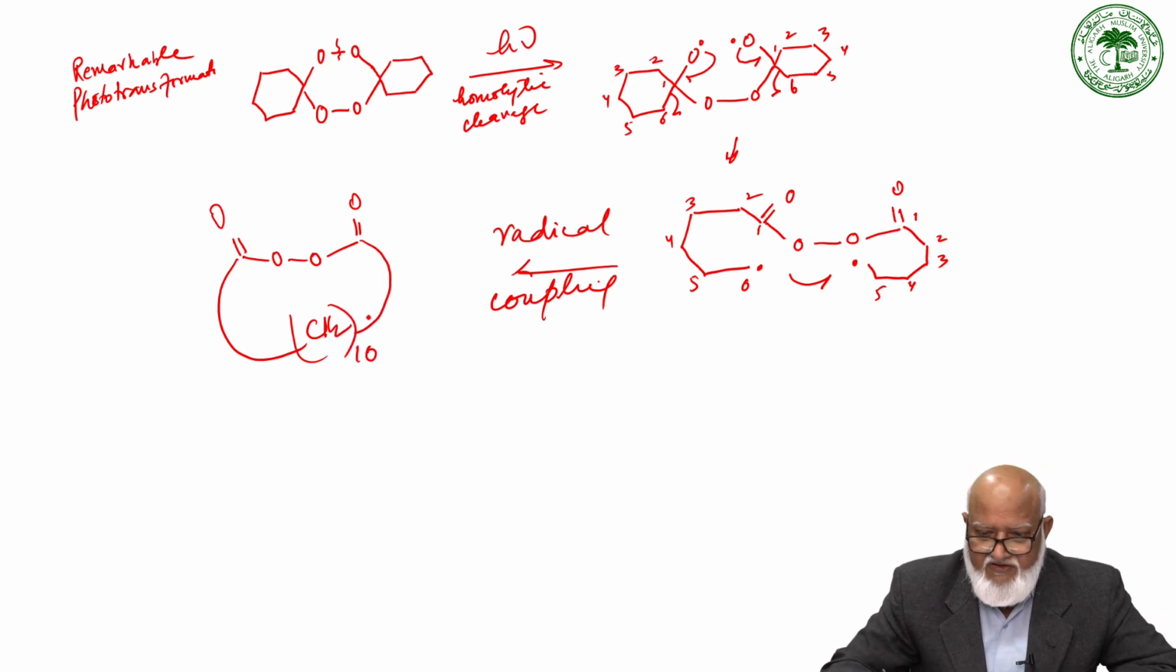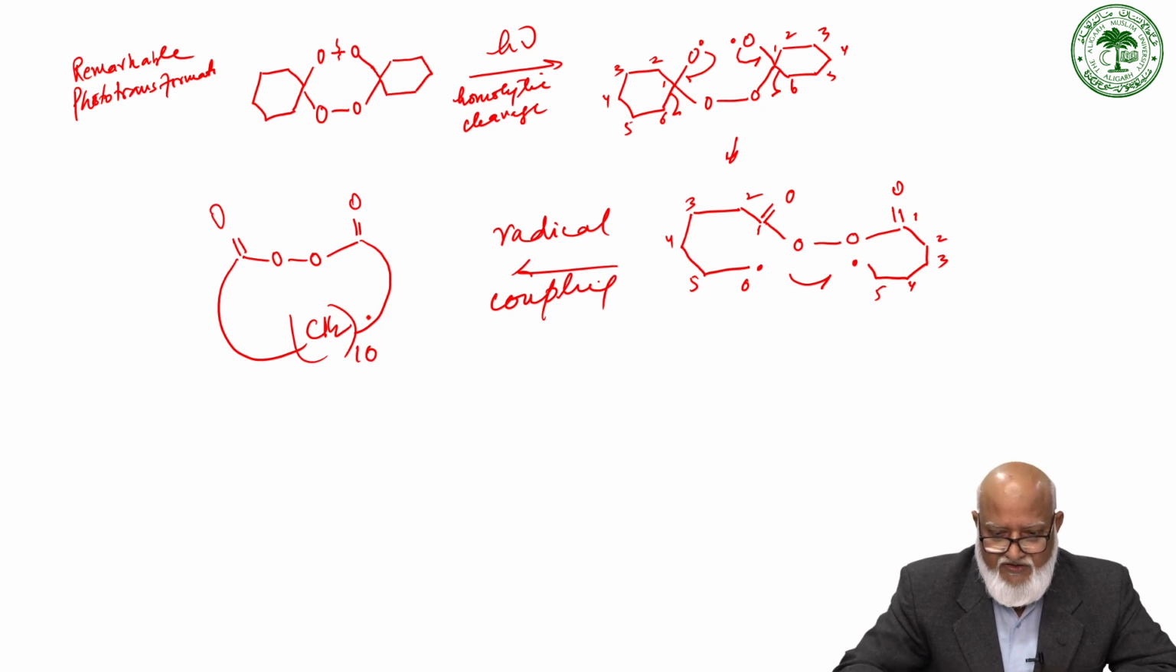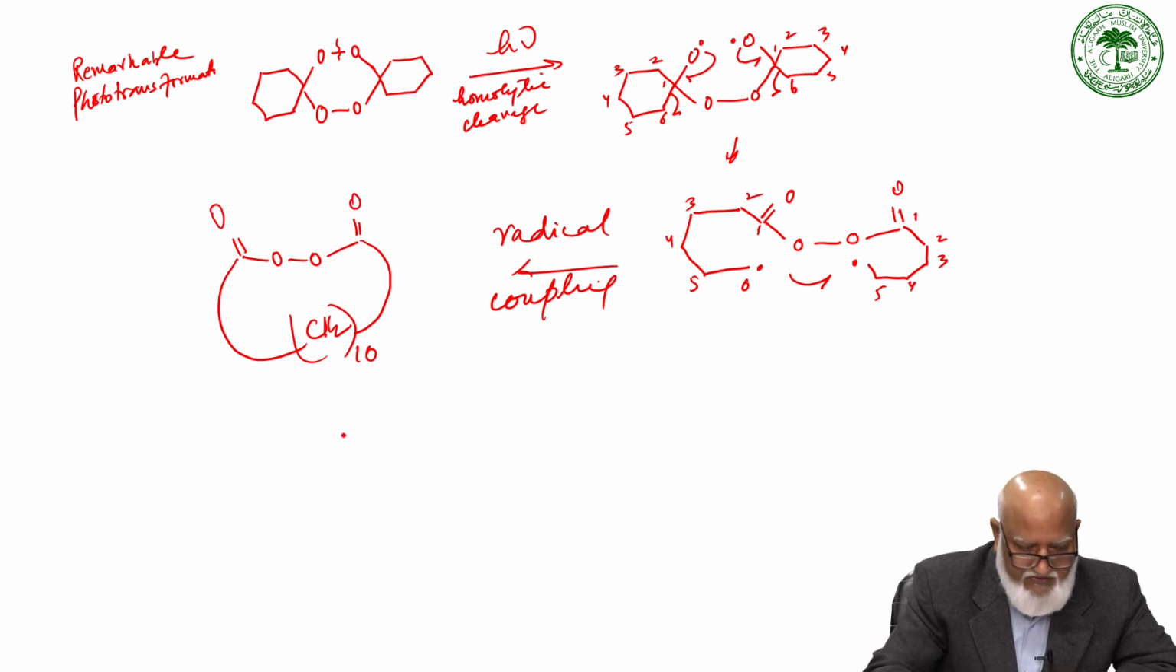You can see a very nice transformation. The two peroxy linkages are converted to two carbonyls as part of the ring, the cyclohexyl ring opens up, and on further reaction with hν it undergoes a similar homolytic cleavage.